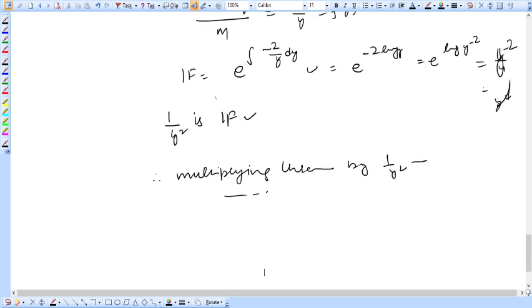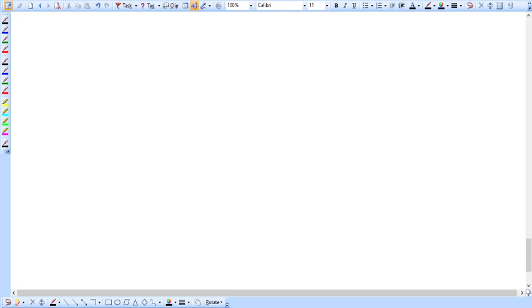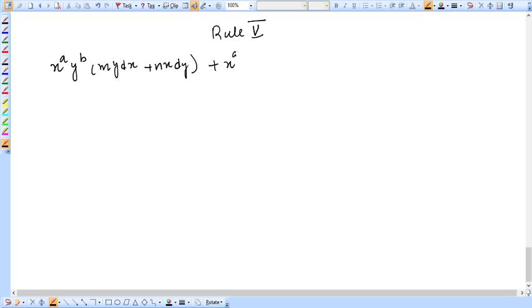Now let's talk about rule 5. Rule 5 says, if the equation is in this form: x^a y^b (m y dx + n x dy) + x^a' y^b' (m' y dx + n' x dy) = 0, then the integrating factor is x raised to the power h, y raised to the power k.